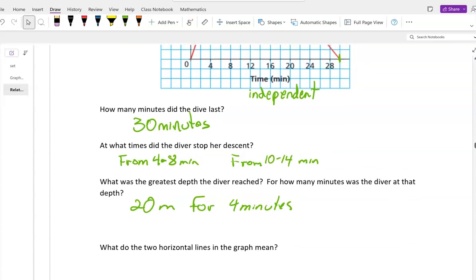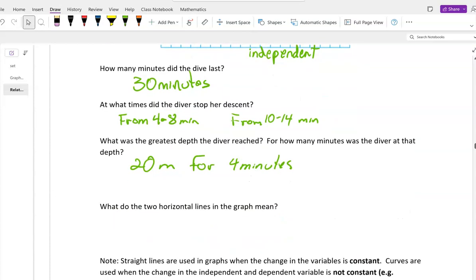And what do the two horizontal lines in the graph mean? That means we're not getting deeper at those points. Horizontal means like that. So we'll say no change in depth.